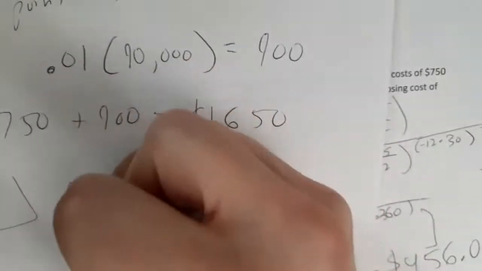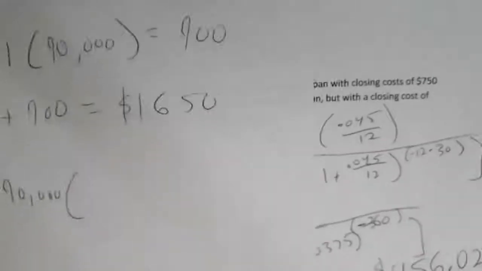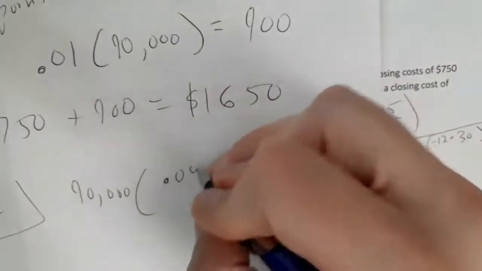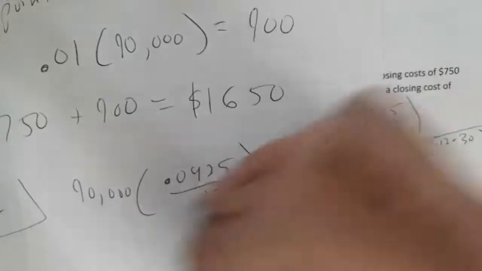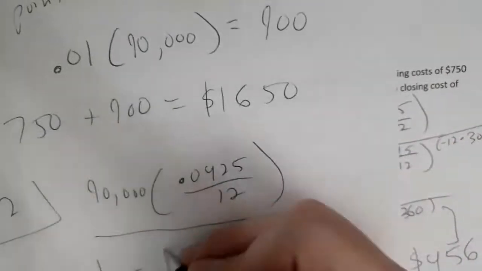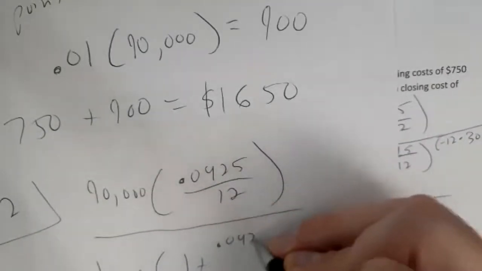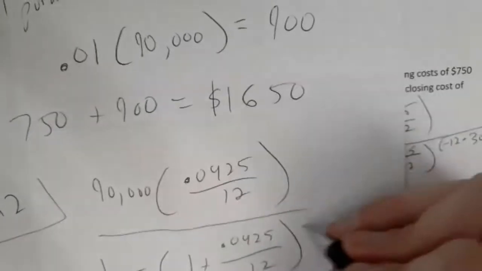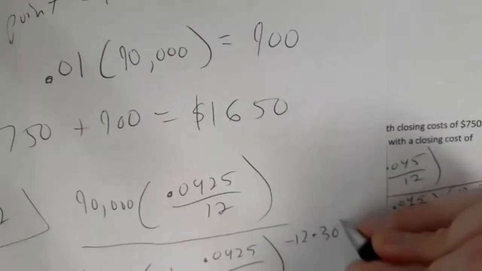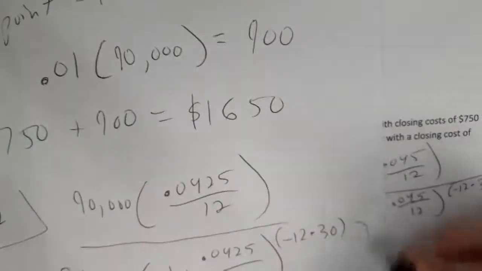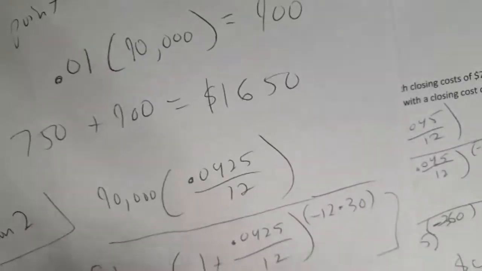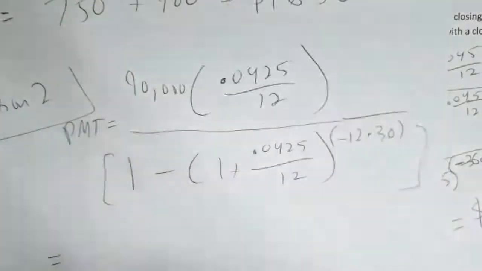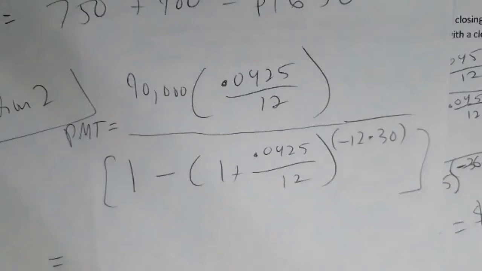So we're doing 90K again. Now our APR is a little bit different. Now it's 0.0425. We're dividing that by 12. We're doing 1 minus 1 plus 0.0425 over 12, to the negative 12 times my years, and this is a 30-year loan as well. Oh, this is my payment formula. I forgot about my payment out in front, but this is finding my payment.